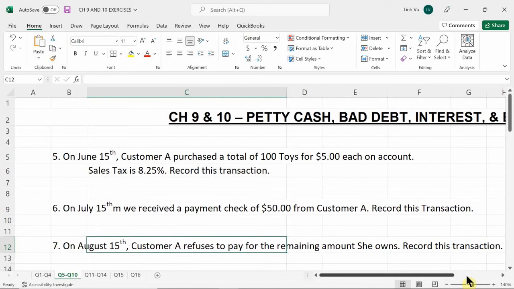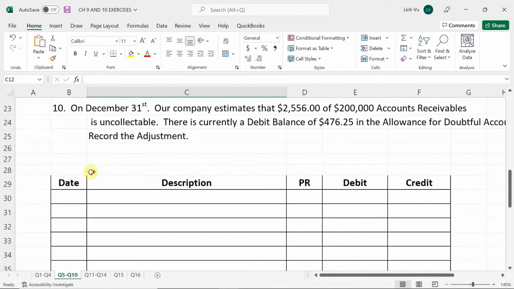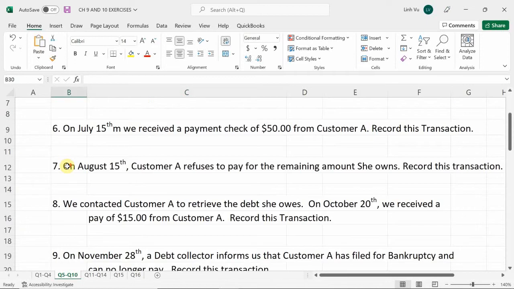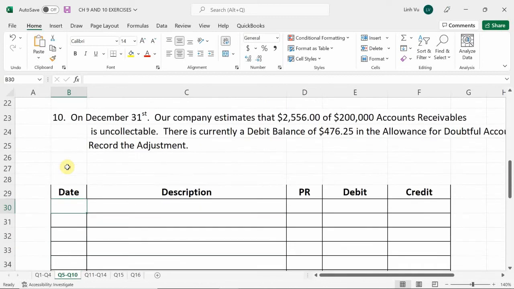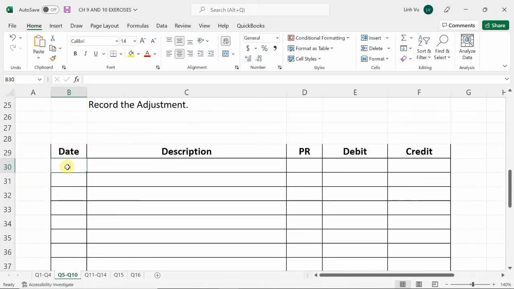In this case, we're going to be moving on to another concept, where on June 15, customer A purchased a total of 100 toys for $5 each on account. Sales tax is 8.25%. Record this transaction. So that's the first thing I have to do, question number 5. How do I record this?